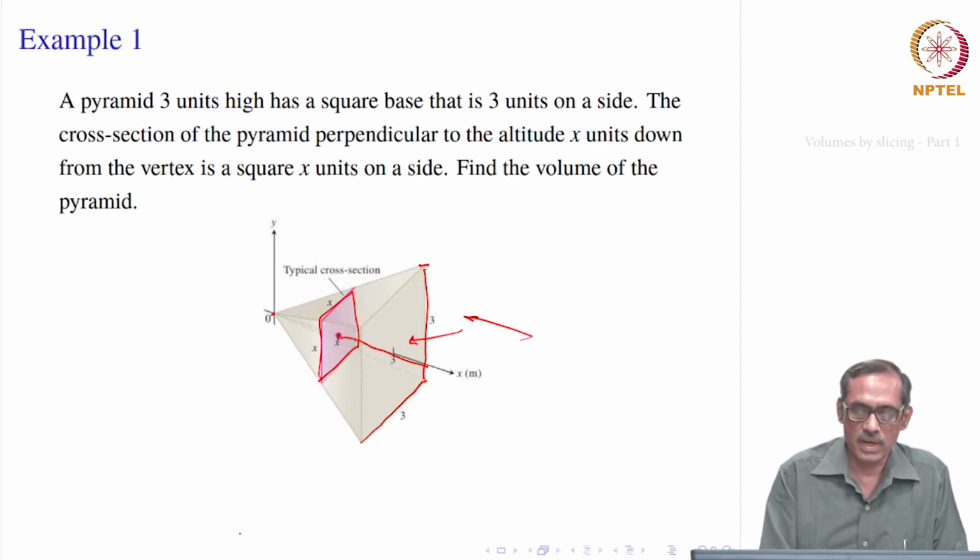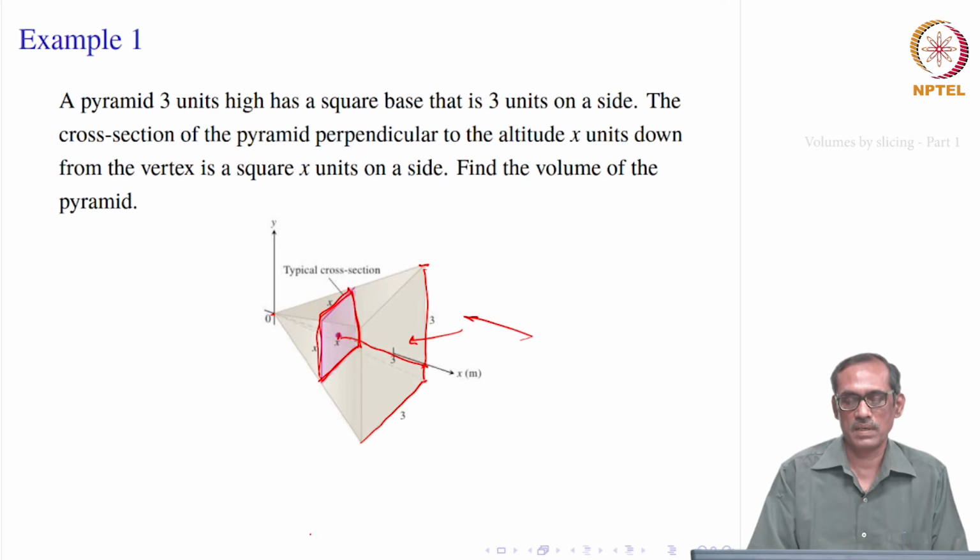So, that perpendicular plane, it is x units down from the vertex, has x units on each side. That is, this will be a square where each side is x units. So, that means the pyramid is going smoothly. Once the height is 3, automatically if you correctly draw it, there will be x on all the sides of this cross sectional area. Now, you want to find the volume of the pyramid.